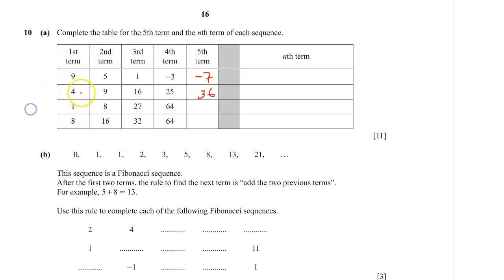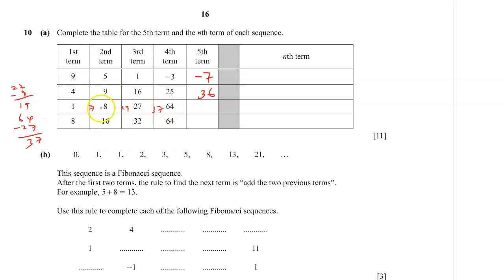36. The difference here is 7. 8 minus 1 is 7. This is 7. 27 minus 8, this is 19. 64 minus 27, this is 37.